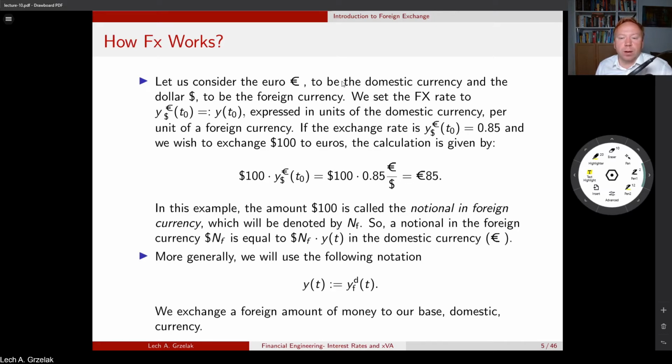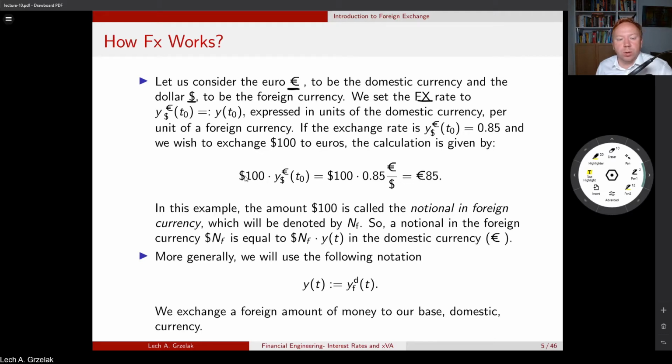First we consider the euro. This is our domestic currency. Then we have the dollar, which is our foreign currency. Of course, you can exchange euros to another currency, also dollars. Then we have the FX rate, which we indicate here by Y. Dollar to euro means we exchange dollars to euros, and the unit of this amount represents units of domestic currency per unit of foreign currency. So how many units of domestic currency you would receive per unit of foreign currency.